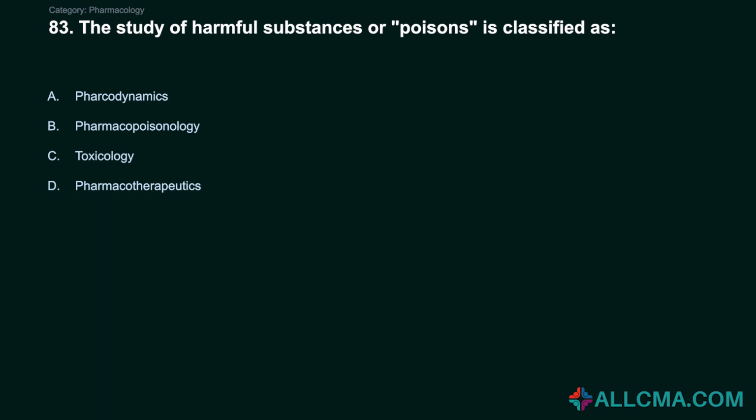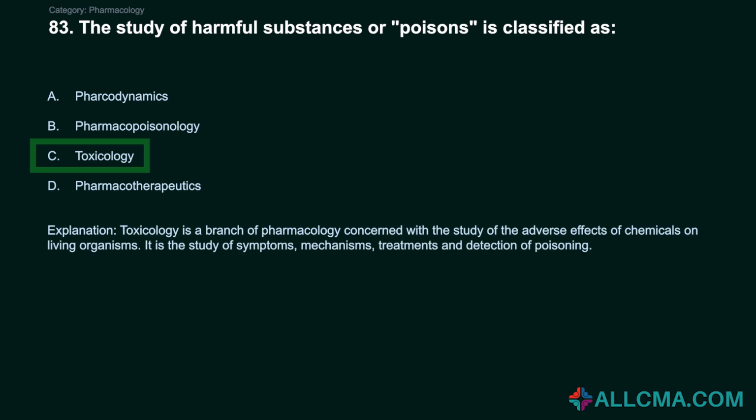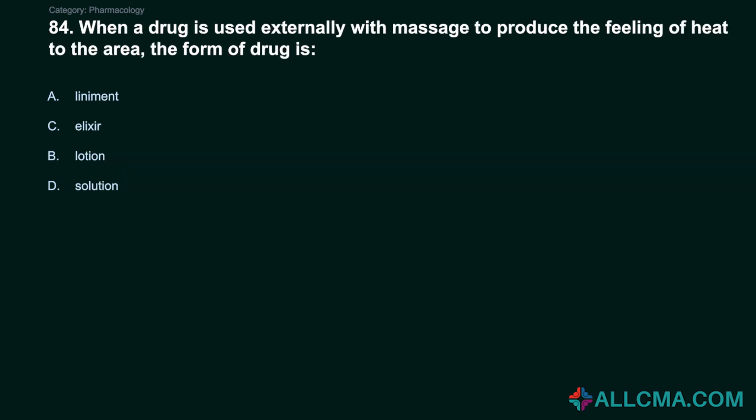83. The study of harmful substances or poisons is classified as A. Pharmacodynamics. B. Pharmacopoisonology. C. Toxicology. D. Pharmacotherapeutics. Correct answer, C. Toxicology. Toxicology is a branch of pharmacology concerned with the study of the adverse effects of chemicals on living organisms. It is the study of symptoms, mechanisms, treatments, and detection of poisoning.